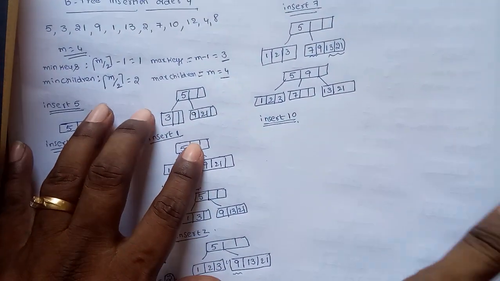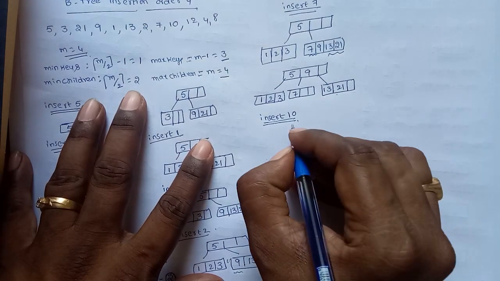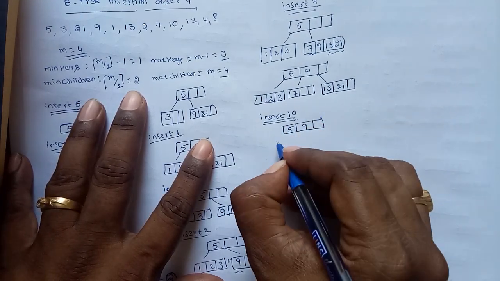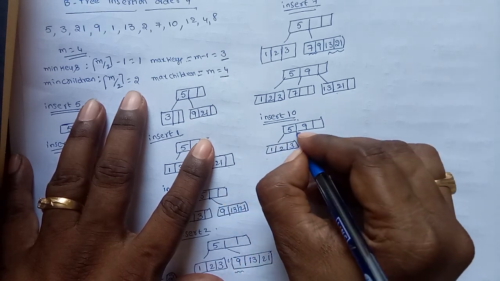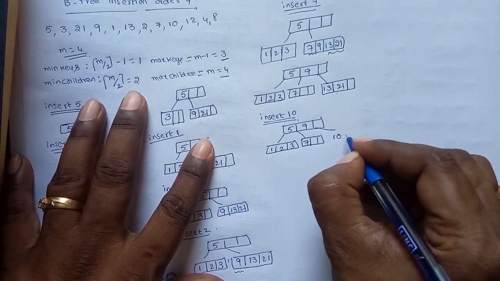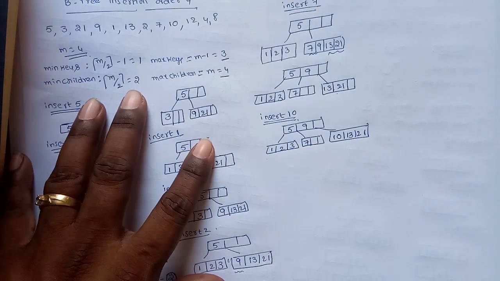Insert 10. What is the position of 10? The position of 10 is at this position. So 5, 9, 1, 2, 3, 7, 10, 13, 21. This is the position of 10.